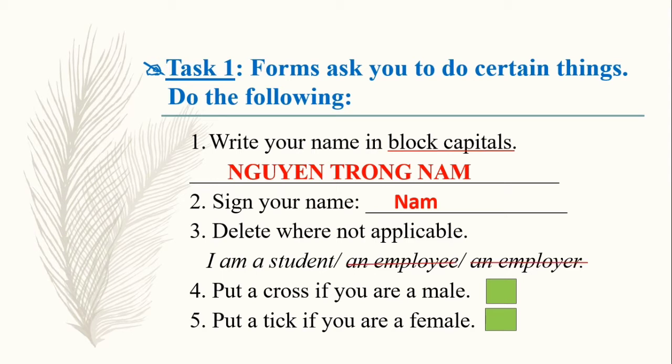Number 4, put a cross if you are a male. It means if you are a boy, you put a cross in the square next to number 4. And number 5, put a tick if you are a female, which means if you are a girl, you will put a tick in the square next to number 5.